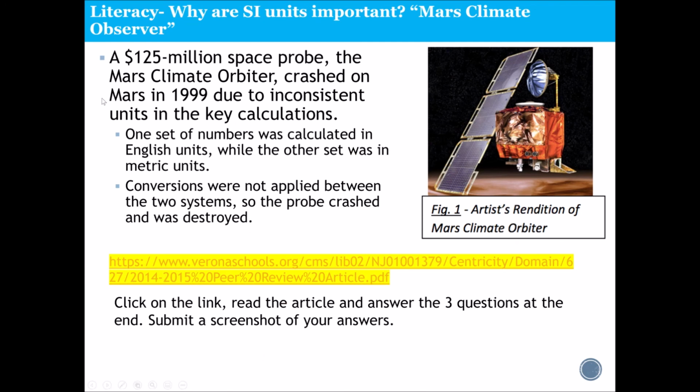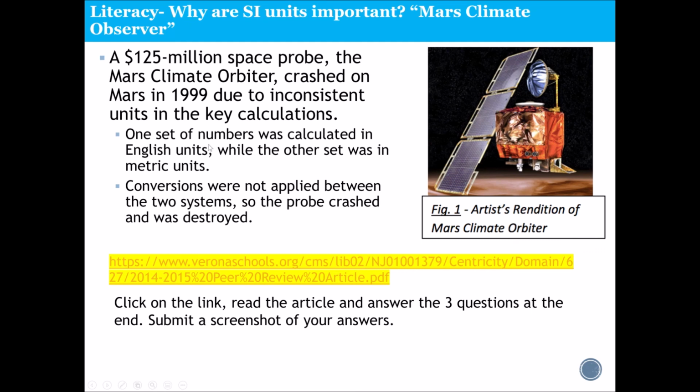So back in 1999, I was in, I think, like 9th grade. Anyway, a $125 million space probe called the Mars Climate Orbiter crashed on Mars. This was due to a very avoidable mistake. So the scientists used inconsistent units.